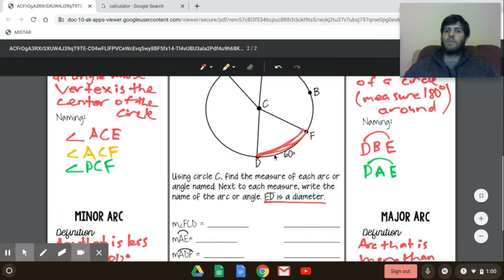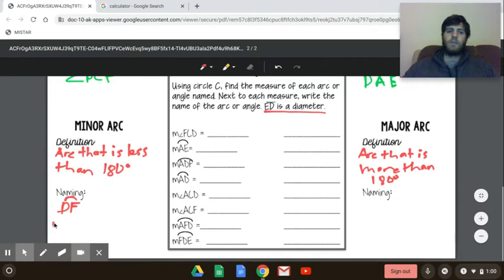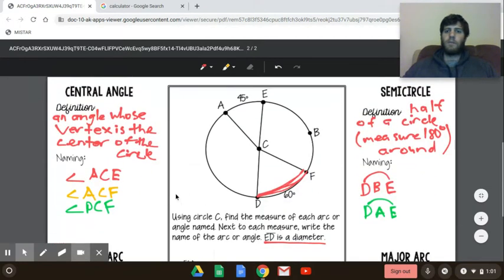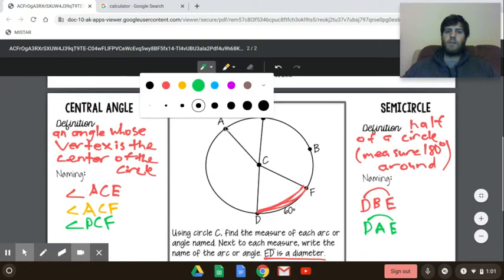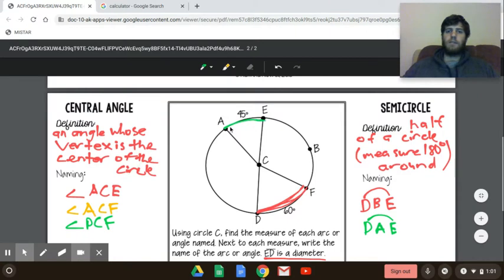Okay, if we wanted to say the measure of arc DF was 60 degrees, we would say the measure of DF equals 60 degrees. That means the measure of minor arc DF. We could have done many other minor arcs too. Again, we could have done AE here. Minor arc AE, that's the name of it. And then the measure of AE would be 45 degrees. Okay, so lots of different minor arcs on this diagram.